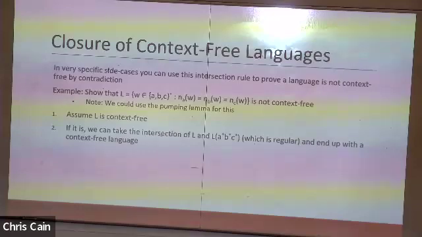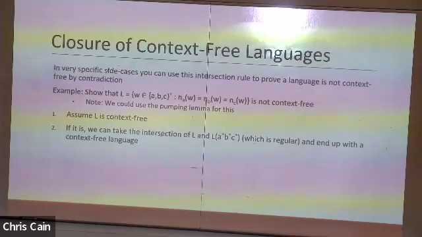C's in the string. And the original language says that the A's have to be the same as the B's, which have to be the same as the C's. So in terms of quantity, A to the N, B to the N, C to the N. Yes, it's A to the N, B to the N, C to the N. Have we seen that language before?